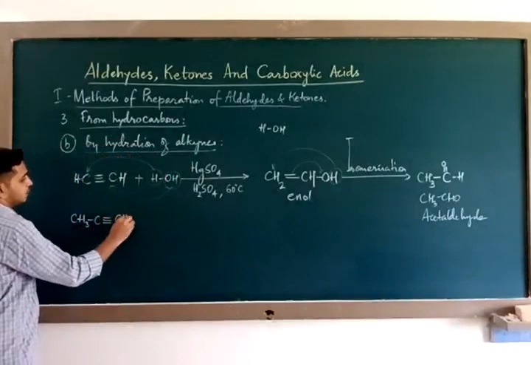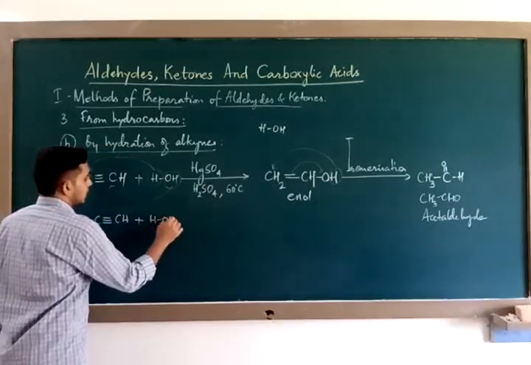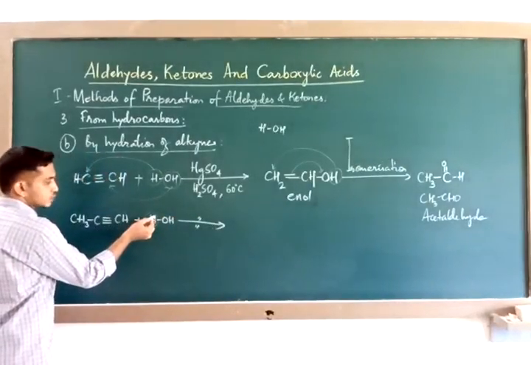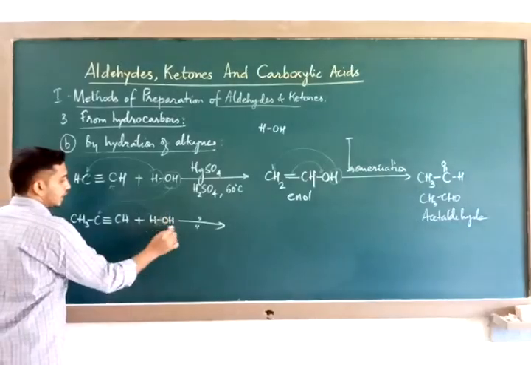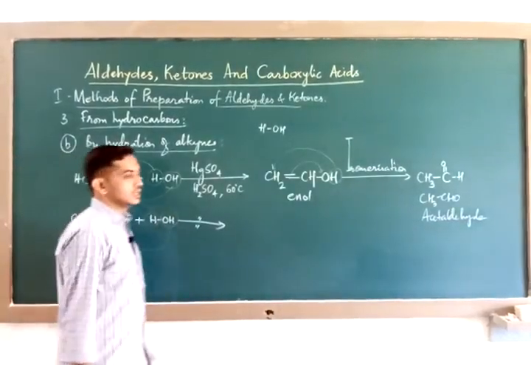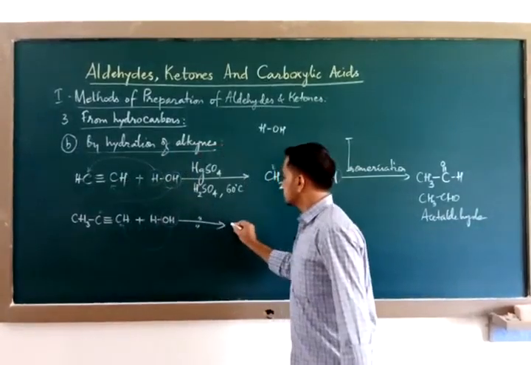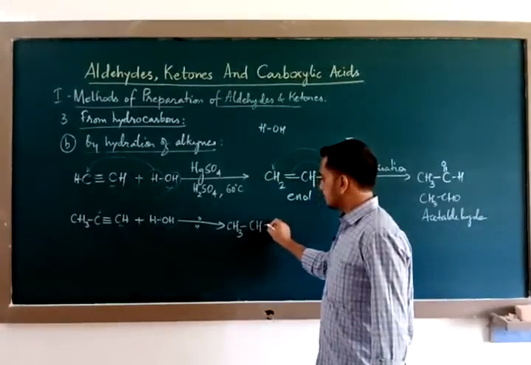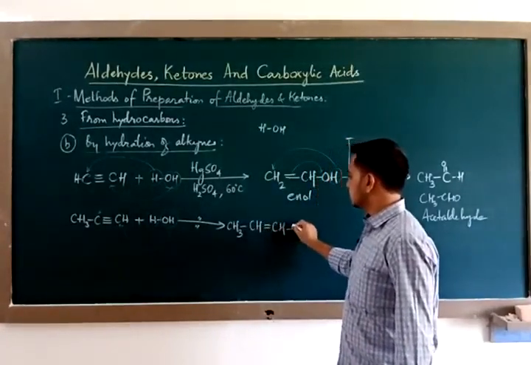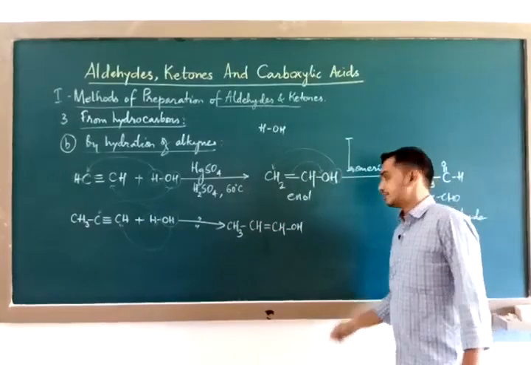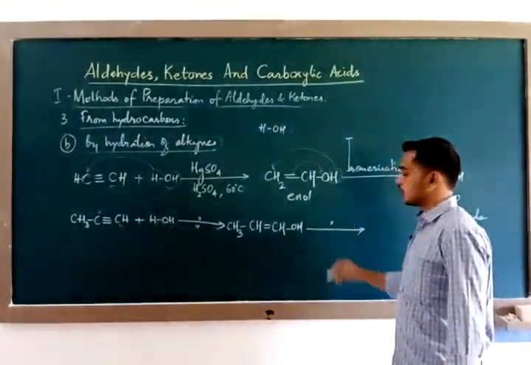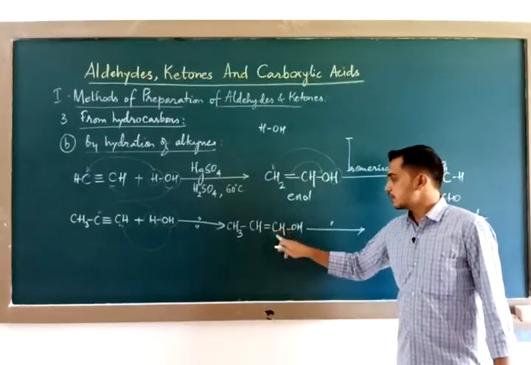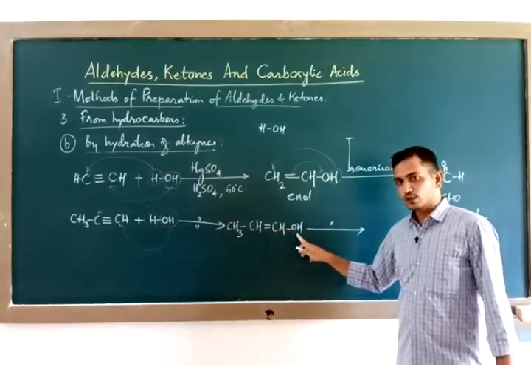CH3, C triple bond CH, plus water under the same conditions. So how will you add? You transfer hydrogen to one carbon, the hydroxyl group to the other carbon, then CH3, single bond, CH, double bond, CH, OH. Now what happens? Again it undergoes isomerization. Why does it undergo isomerization? Because a single carbon cannot have a double bond as well as a hydroxyl group attached to it.